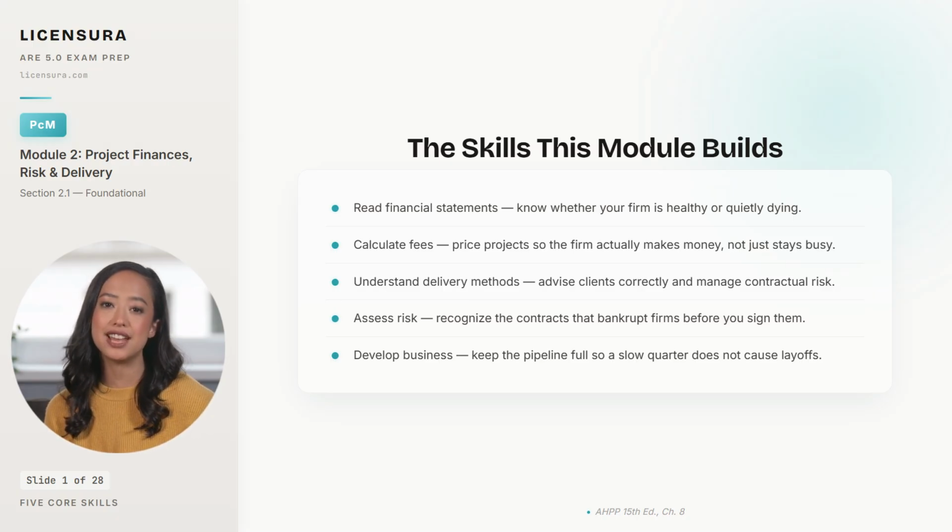Understanding delivery methods is how you advise clients without exposing your firm to risk you did not negotiate for and did not price into the fee. Assessing risk is how you recognize the contract clauses that have bankrupted other firms before you sign your name to one of them. And business development is how you keep the pipeline full, because the firms that get sued for malpractice are very often the same firms that took a desperate project from a client they should have walked away from. Whatever your role today, the financial knowledge required of you is going to change as your career advances.